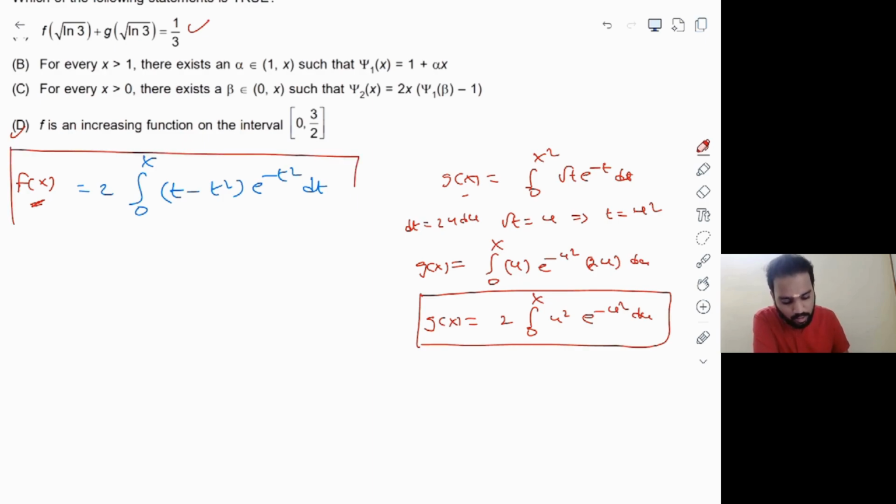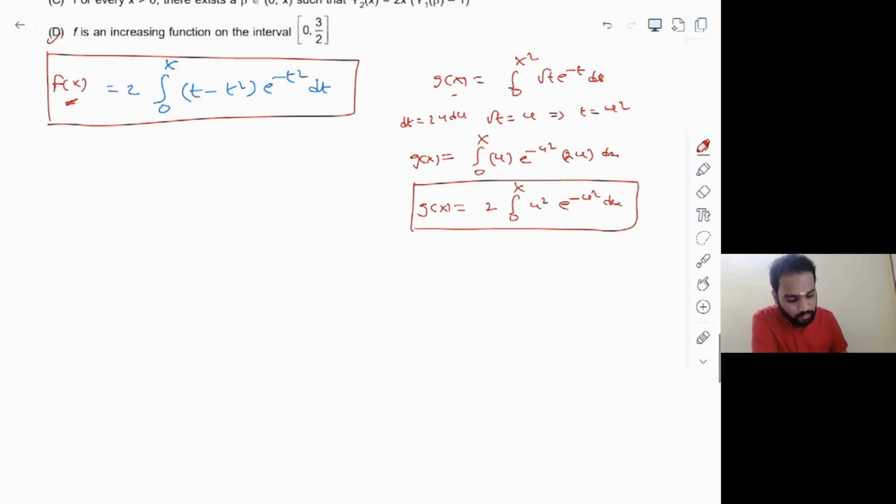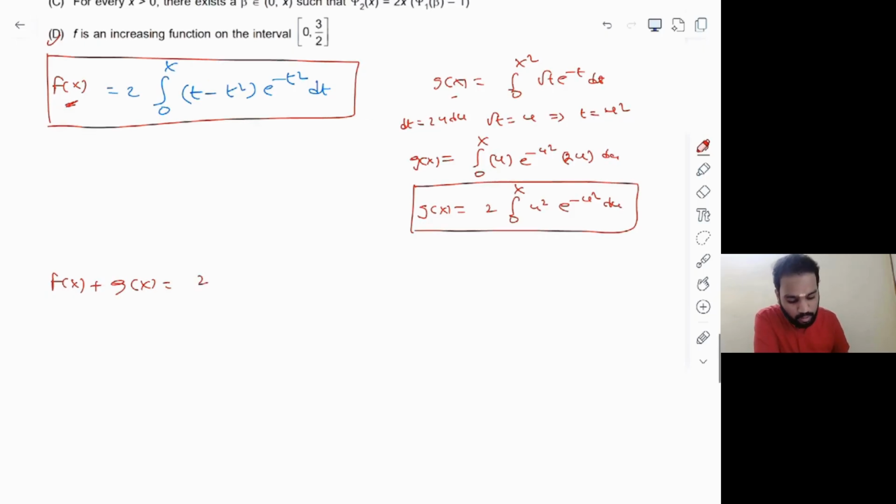So this is a trick here. Don't try to calculate f of x and g of x separately, because we need the f of x plus g of x function. So let's try to add these two directly. f of x plus g of x will be equal to, now clearly you can take 2 common. Moreover, the main advantage is you can see that the limits are the same now. So this becomes integral 0 to x.